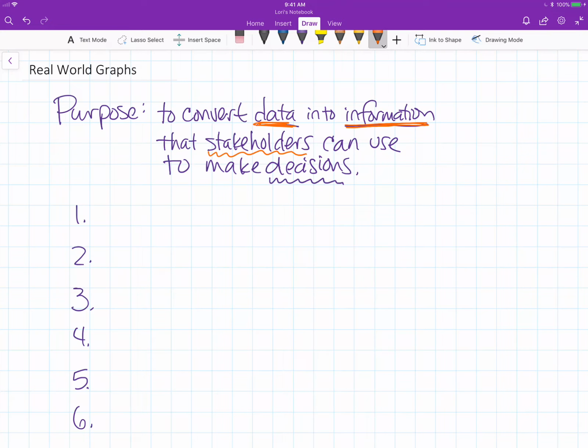They can be who you normally think of as stakeholders, but they can also be the recipients of the data, the information. So this is a really wide viewpoint. Another way of putting that is graphs really need to convey your message.